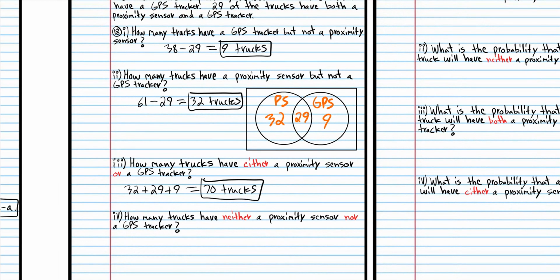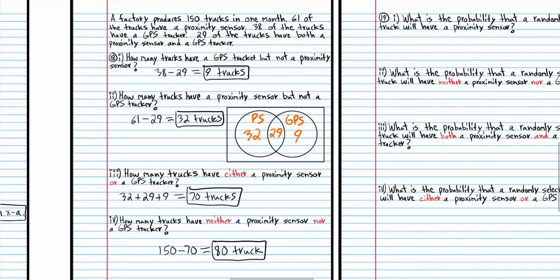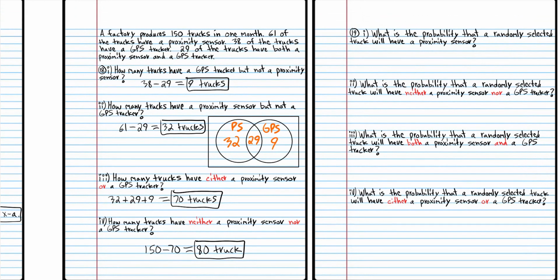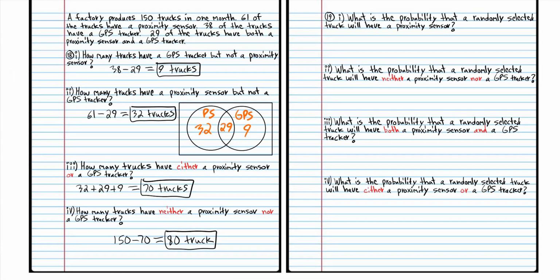How many trucks have neither a proximity sensor nor a GPS tracker? So there's 70 trucks that have either or. So if you count all the trucks that have either or, 70, there's a total of 150 trucks. So if we subtract 70, we get 80. That's all the trucks that don't have either a proximity sensor or a GPS tracker. So if you got those right, excellent.